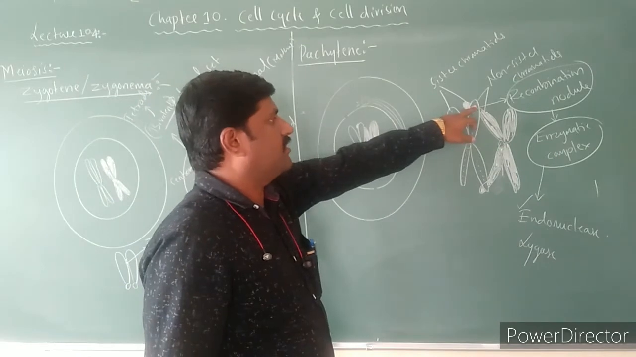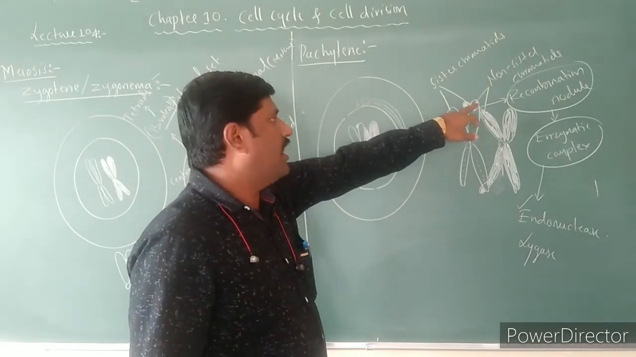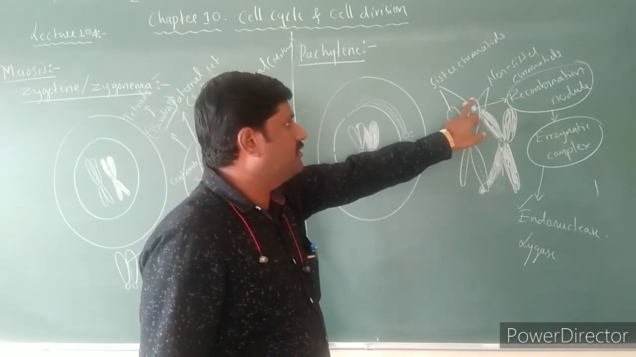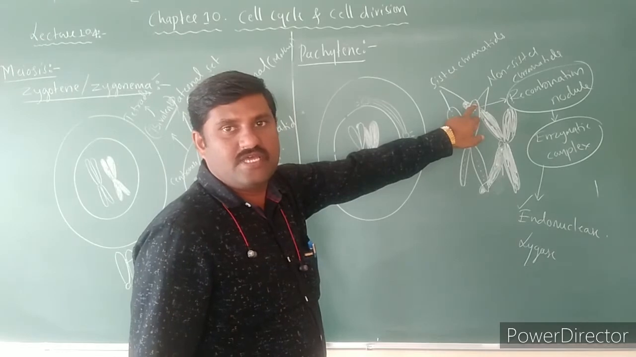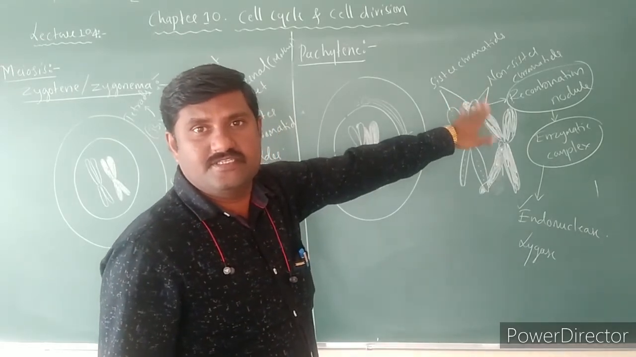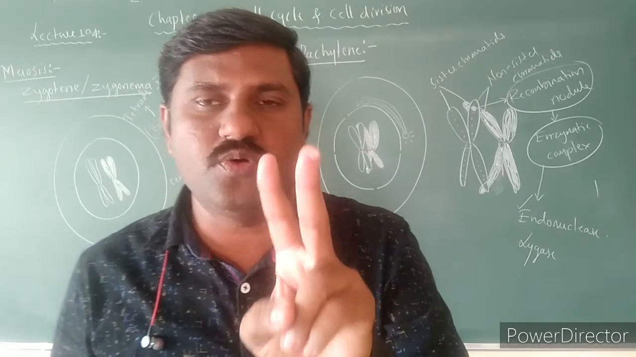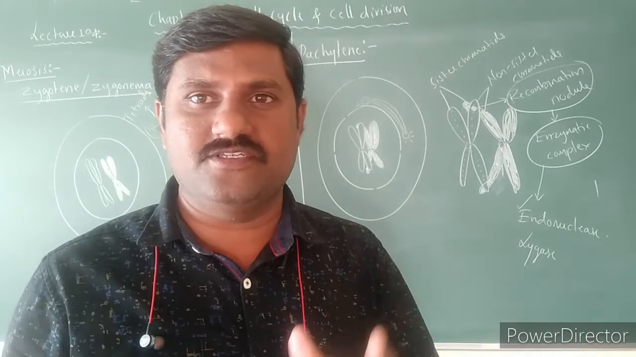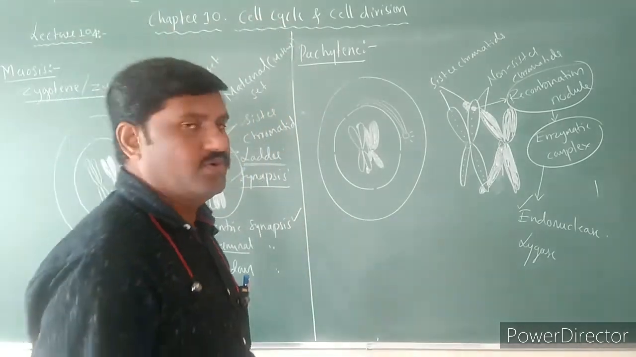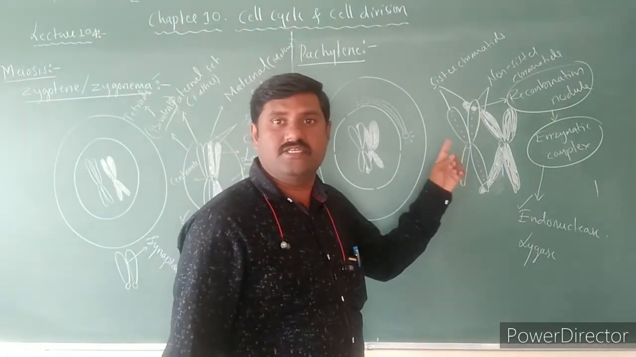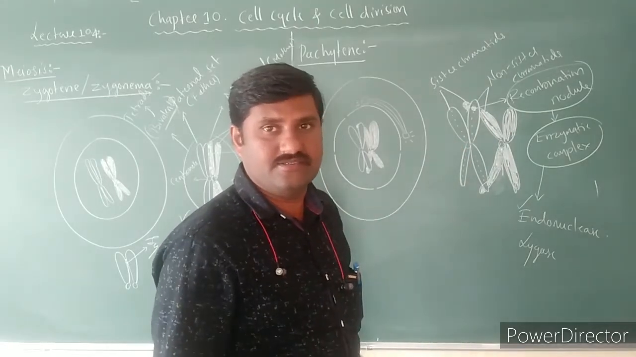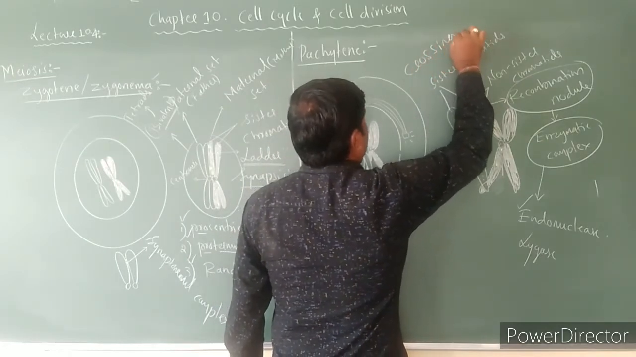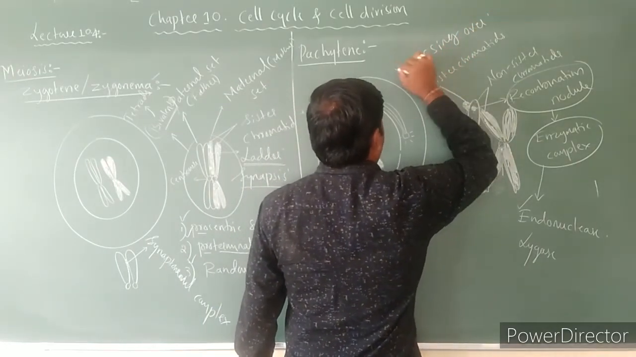And at the tip there is a combination of genes, and that combination of genes comes to this chromosome, and this combination of genes comes to this chromosome, so that recombination of the genes takes place over here between two homologous chromosomes. And that process, the exchange of the genetical material between the two homologous chromosomes or the non-sister chromatids, is called crossing over.